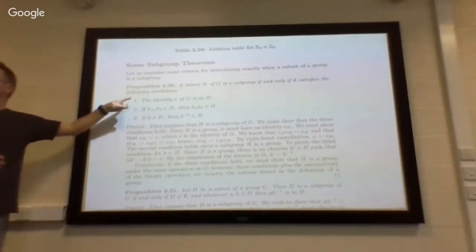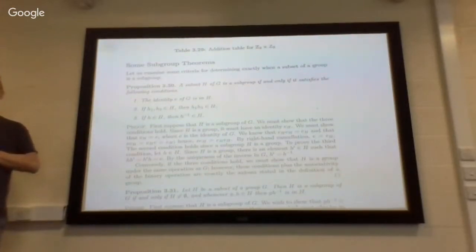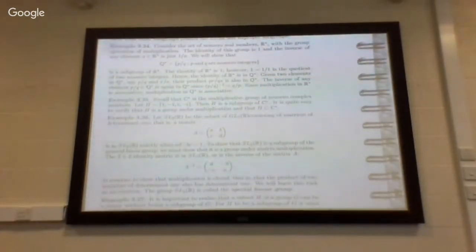But there's one thing that's missing from there. Which part of the original definition of a group is missing? One of the axioms is missing. Associativity. Why have they forgotten about associativity? So the point here is we don't need to check associativity.